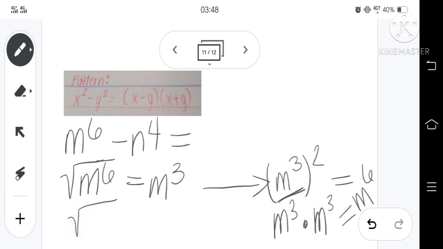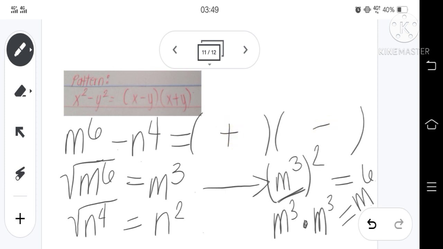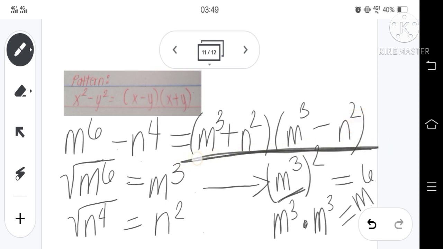Now, for the second term, n raised to 4. The square root of n raised to 4 is equal to n squared. Now, our two terms are m cubed and n squared. So, for the final answer, the factored form of m raised to 6 minus n raised to 4 is equal to the sum and difference of m cubed and n squared. And this is our final answer.